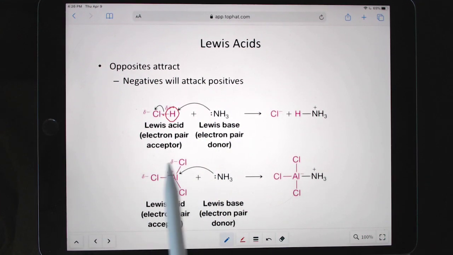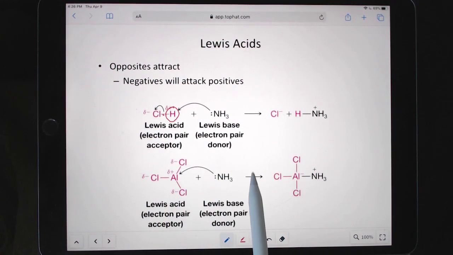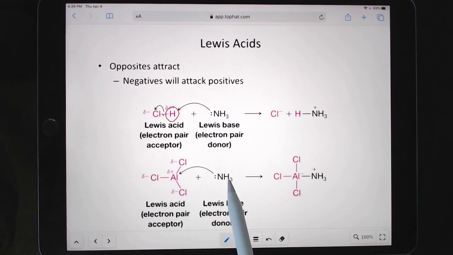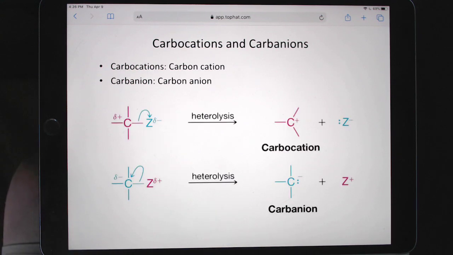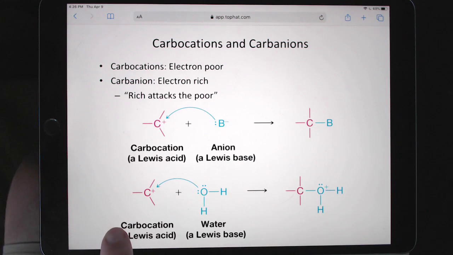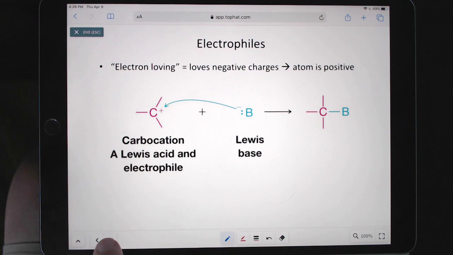No different than if you're adding aluminum chloride. So it is accepting these lone pairs. Again, this is the Lewis acid, and this is the Lewis base. So it's no different. Bronsted-Lowry is just a subset of Lewis acids. It's just specifically talking about H pluses moving around. Okay, so we talked about hydrolysis, carbocations, things like that. We talked about this before.